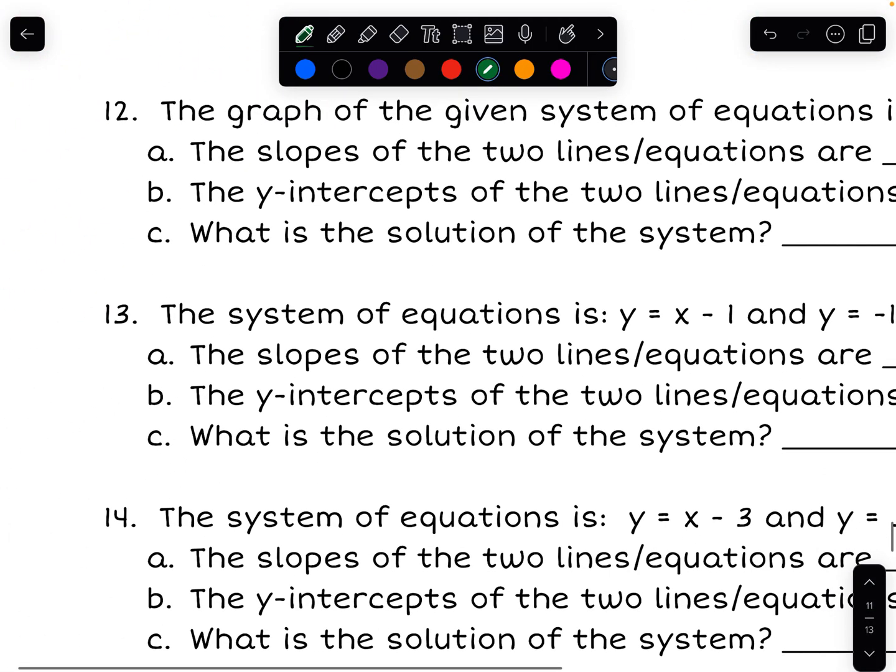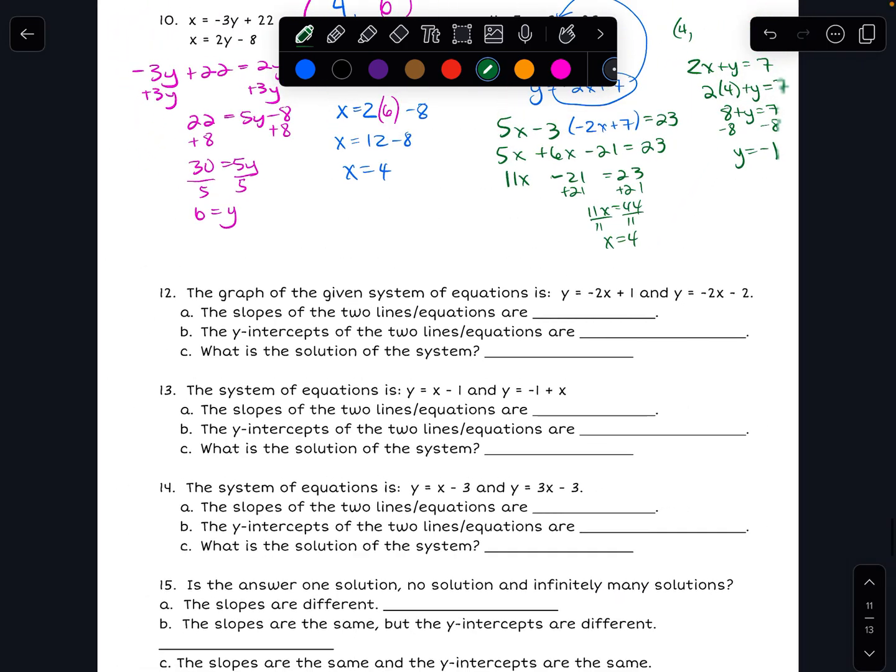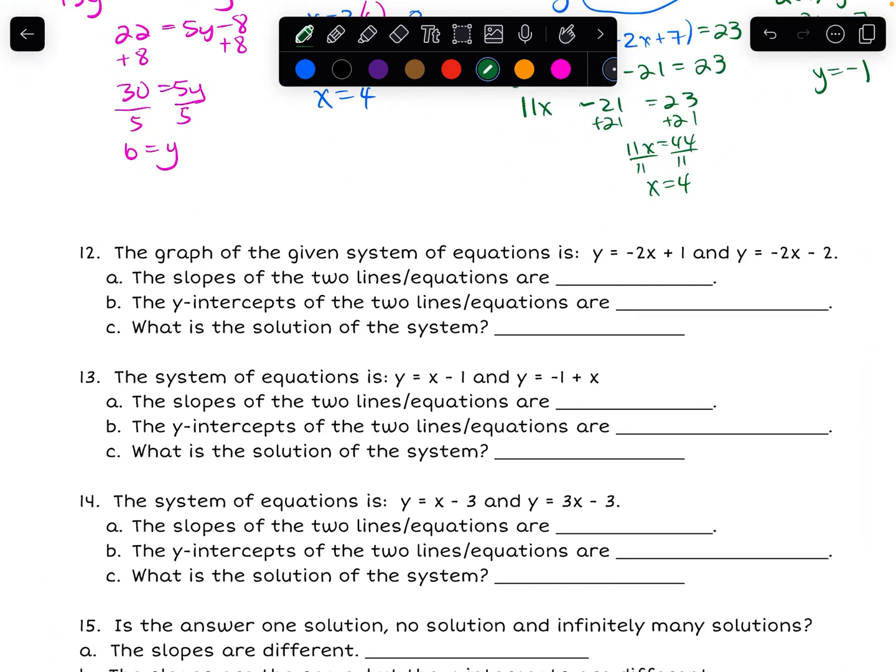Okay, so it says the graph of the given system. If I look at the slopes on these, they are the same. The y-intercepts, if I look at those, they are different. The solution to this is going to be no solution.